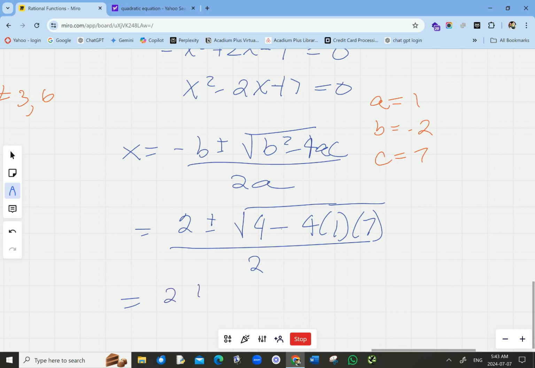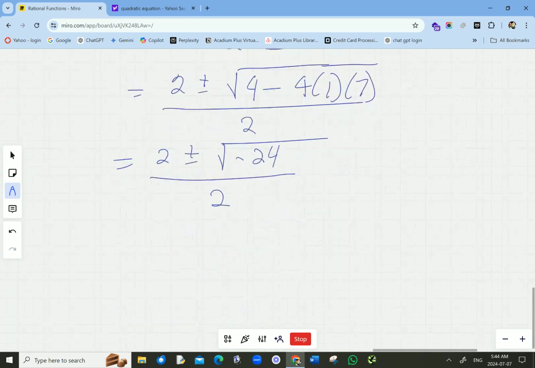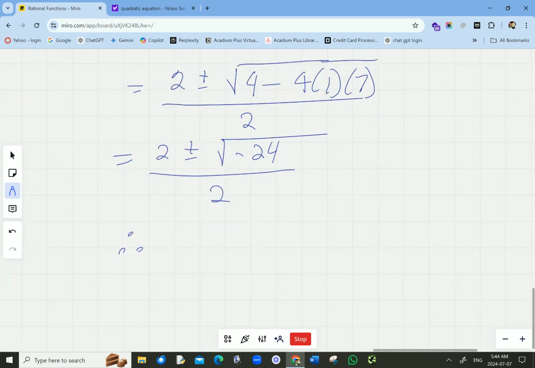So this isn't going to work, which is interesting. If you notice, under the square root, we actually have a negative. We have 4 minus 28, which is negative 24. We cannot take the square root of a negative number, so therefore it does not work. It does not work, which is weird. Does not exist. I find that interesting.